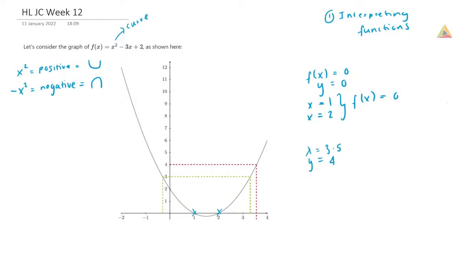Another example of that, if you were to find the values of x for which f of x is equal to 3. So I'm going to write that question out. So find the values, and this is the way you'd get it in an exam question. So find the values of x for which f of x equals 3. Okay, another way of writing f of x equals 3 is y equals 3.